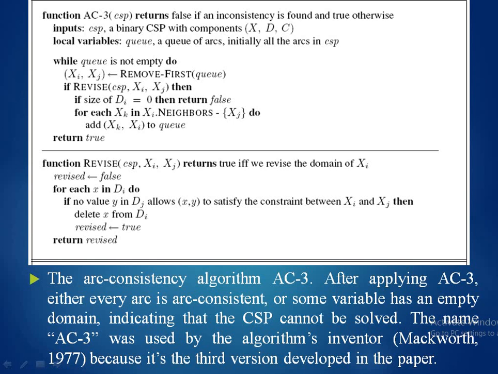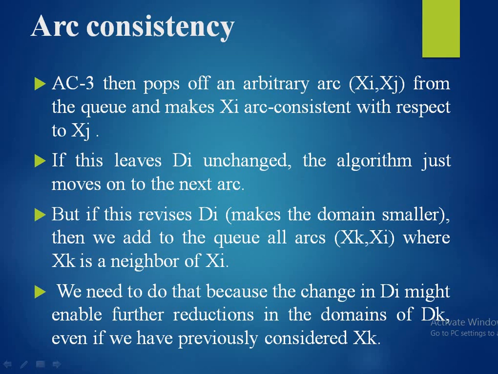So after applying AC-3, either every arc is arc consistent or some variable has an empty domain, indicating that the CSP cannot be solved. The name AC-3 was used by the algorithm's inventor, Mackworth, because it's the third version developed in the paper. AC-3 then pops off an arbitrary arc (xi, xj) from the queue and makes xi arc consistent with respect to xj. If this leaves Di unchanged, the algorithm just moves on to the next arc.